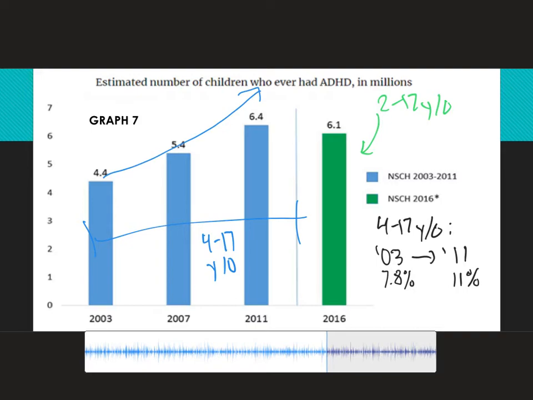Of children aged 4 through 17, 7.8% ever had an ADHD diagnosis in 2003, and that rose to 11% in 2011. Another statistic worth noting is that 64% of children with ADHD are noted as having some sort of other mental, emotional, or behavioral disorder, kind of like anxiety or conduct issues.